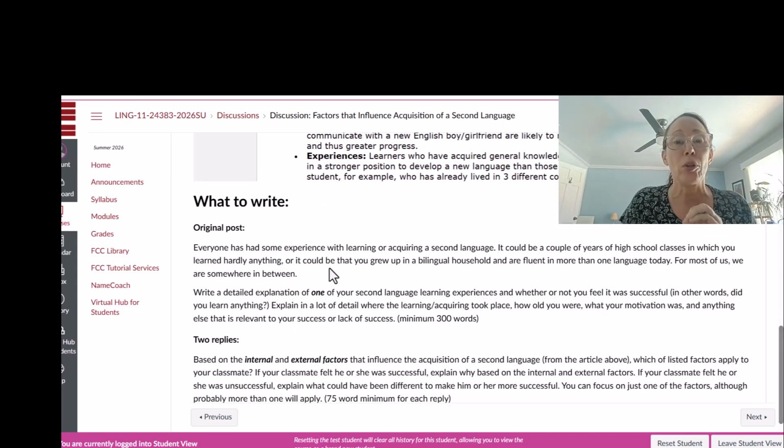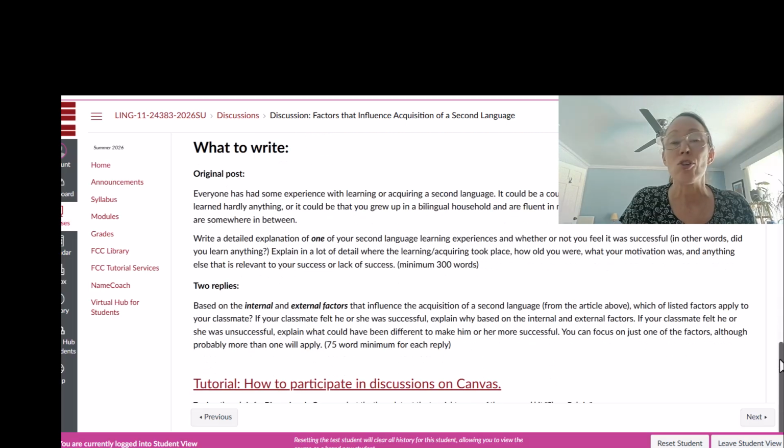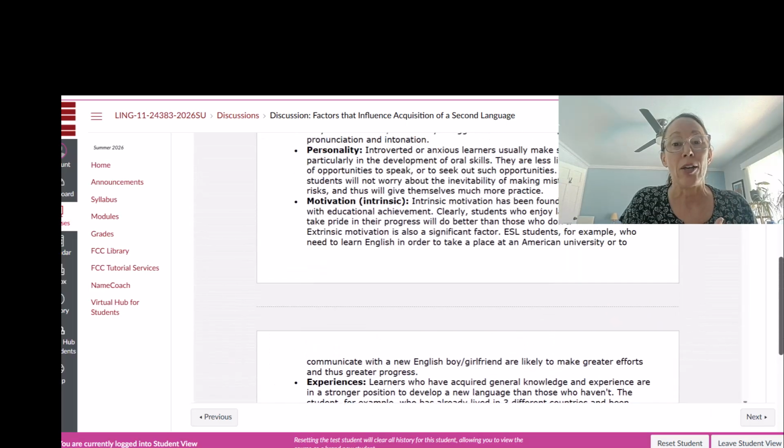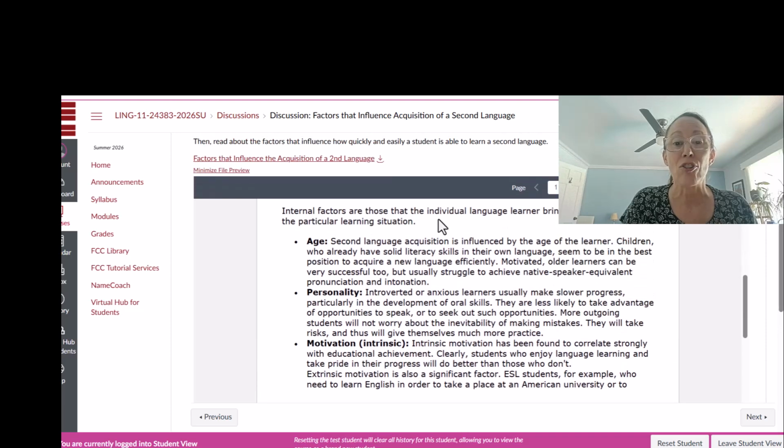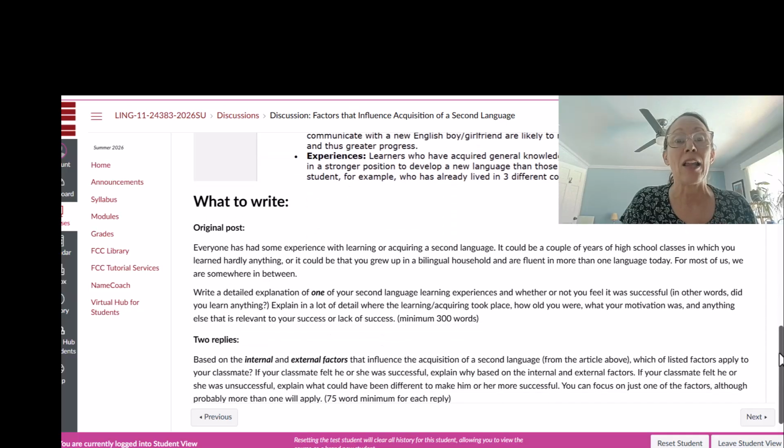So for the original post, what you're going to be doing is describing one time in your life when you took a class or you were exposed to, you tried to, or maybe you were forced to try to learn or acquire a second language. Just the description of that. That's all we need. And then for the replies, what your classmates are going to do is to look back at the different factors that determine whether or not that experience is going to be a successful learning experience or not. And they're going to analyze your experience through the different factors.